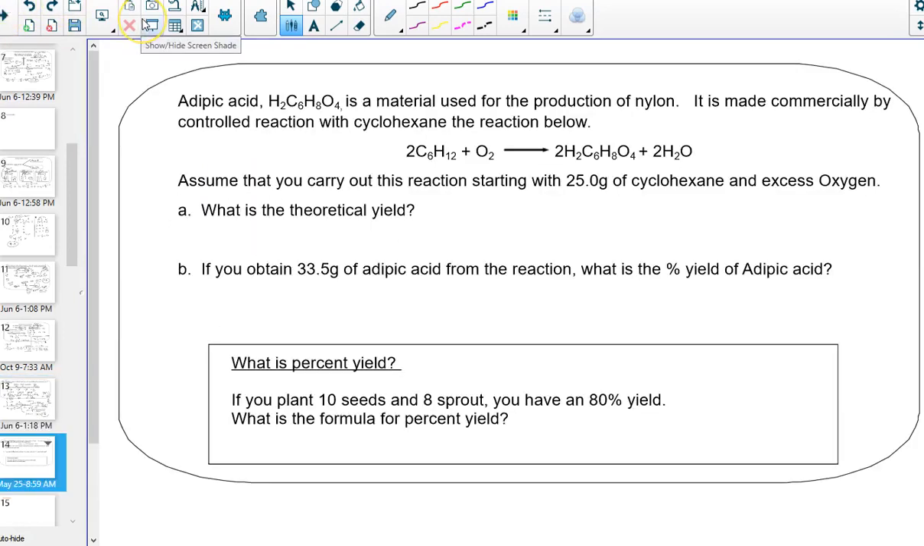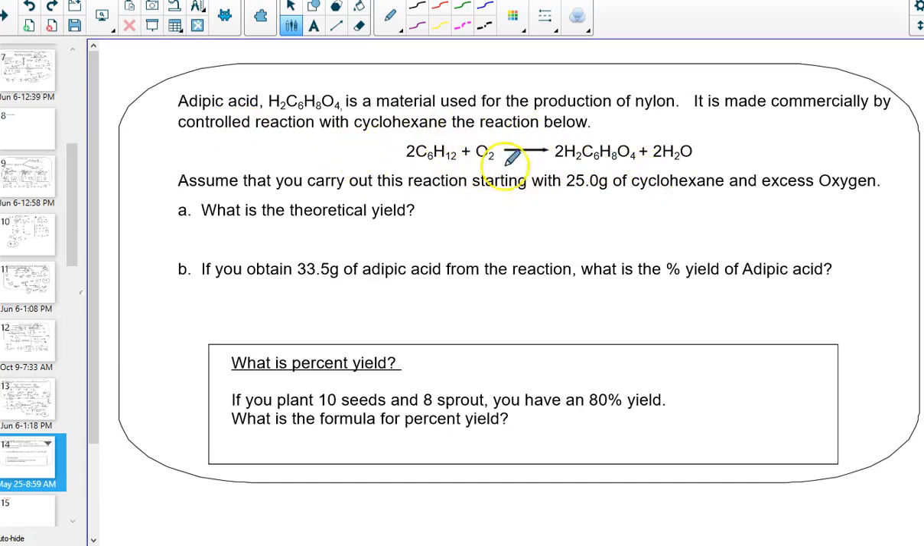This is our last question here. And we're adding in a thing called percent yield. All right, so let's take a moment here and let's run this thing through. We're using adipic acid. Adipic acid is a material used for the production of nylon. It is made commercially by the controlled reaction of cyclohexane. The reaction is below here.